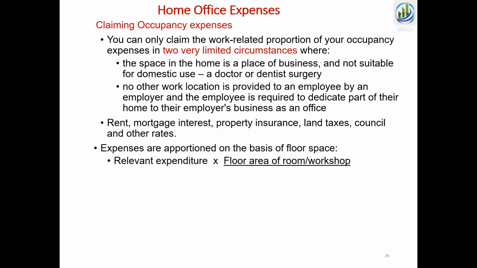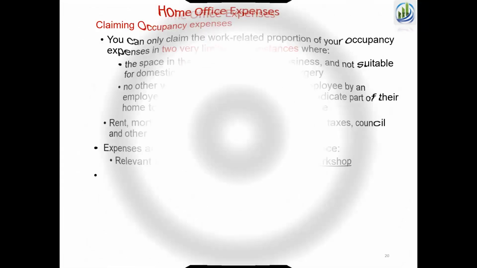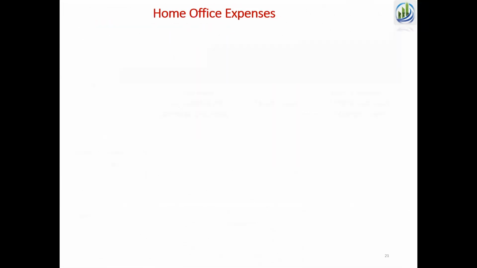You can see it is based on the house floor area, not the house size, the actual house floor area. For example, total floor area 100 square meter. Your study room is 25 square meter. You can claim all the expenses at 25 percent. Right? That's called claiming your occupancy expenses.